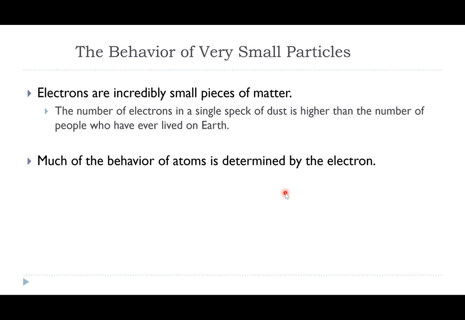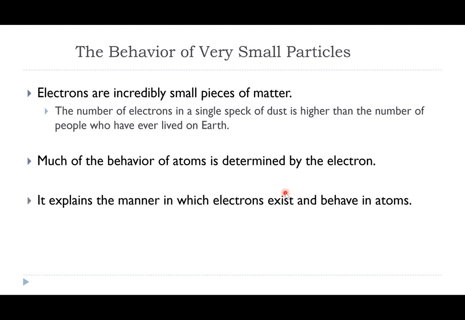Why do we talk about electrons? Why are we going to spend all of this energy and thoughtful process thinking about electrons? Well, much of the behavior of an atom is determined by electrons. So structure determines properties, and for us, we are incredibly interested as chemists in the electron.